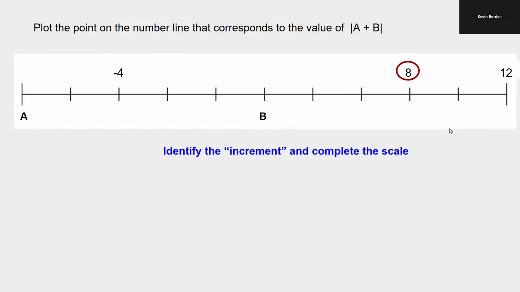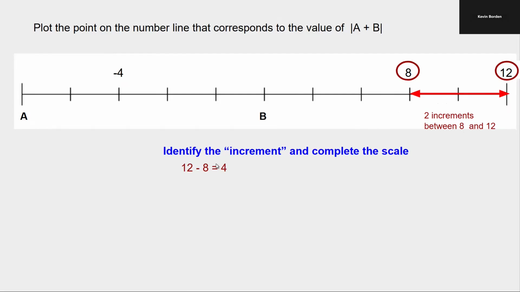I want to focus on the end of our number line where we have these two numbers, 8 and 12, close together. We see that there are 2 increments, 2 spaces between those numbers, 8 and 12. That will allow us to figure out the distance of each space.